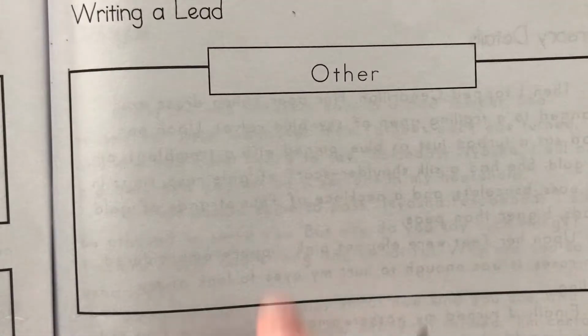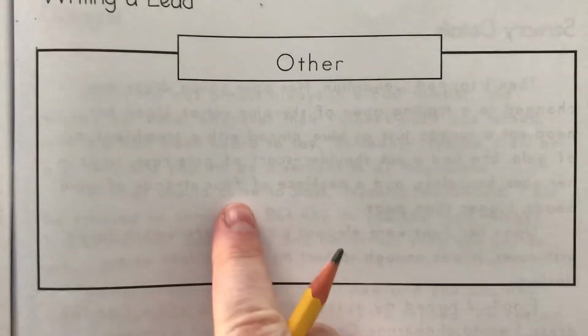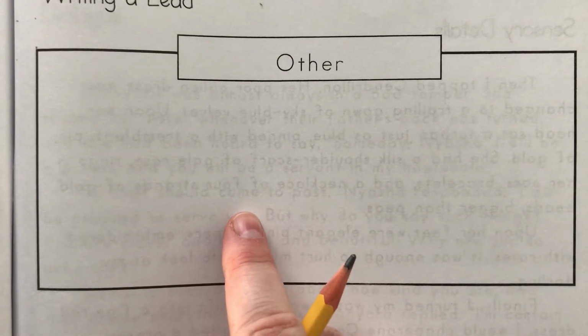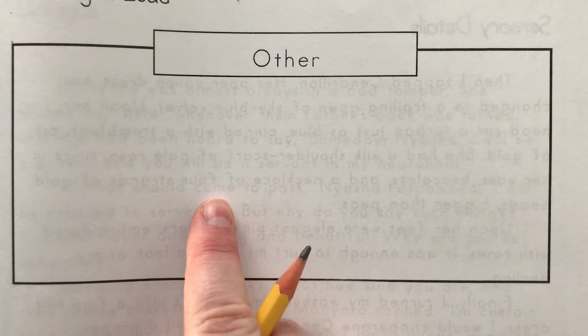And then there's the option of other. And I'm not going to write one here, but this is, if you have an idea for a lead that doesn't fit in the other categories, it could go here. For example, you could do a lead like Cinderella, where it's a description of the characters in your story.